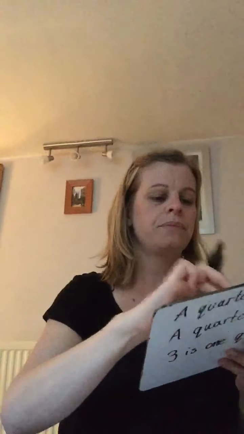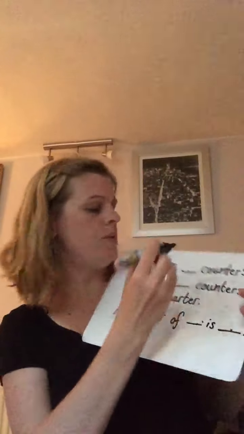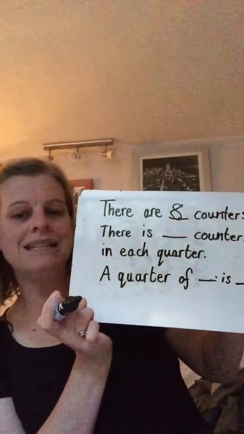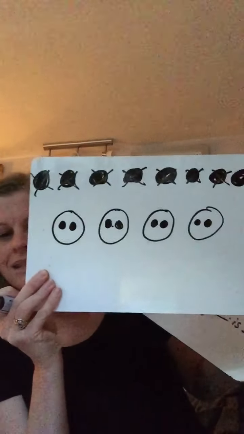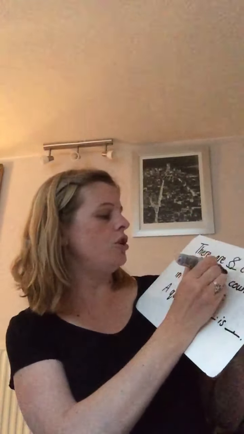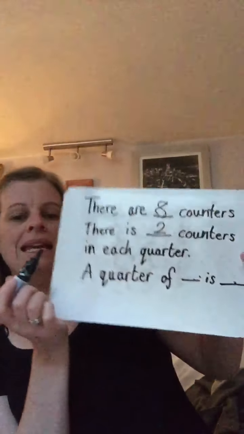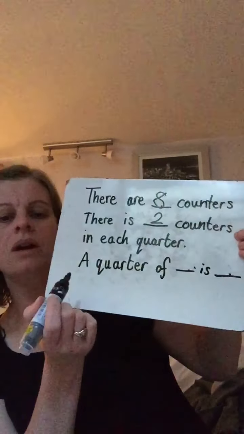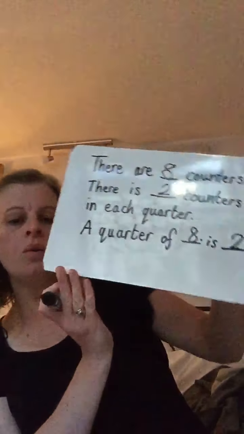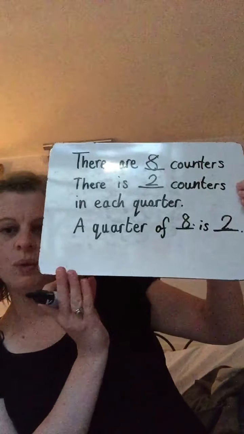Let's come back to our sentences. So how many counters did we have to begin with? We had 8. There are 8 counters. How many have we got in each quarter? How many on each plate? 2. There are 2 counters in each quarter. So a quarter of 8 is 2. We're going to do one more together.